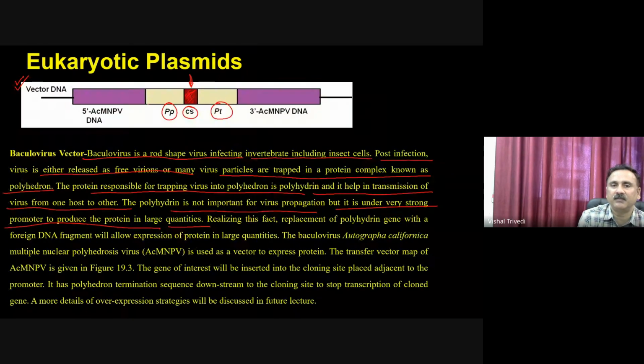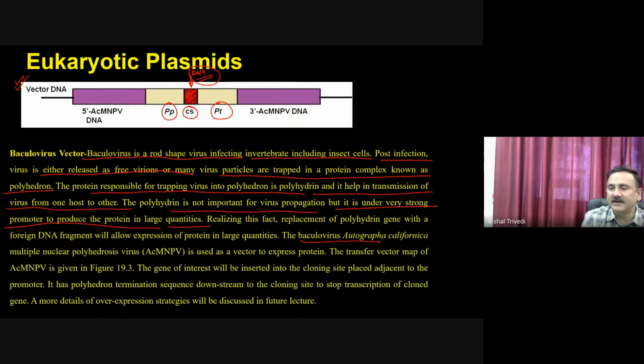So what they have done is they have replaced this with a multiple cloning site, and then you are able to put your DNA here, right? So if you put your DNA of interest, instead of producing the polyhedrin, they will start producing the protein which corresponds to this particular DNA.